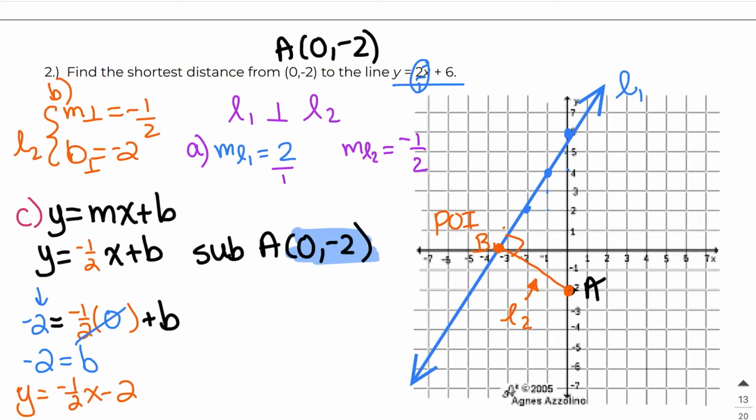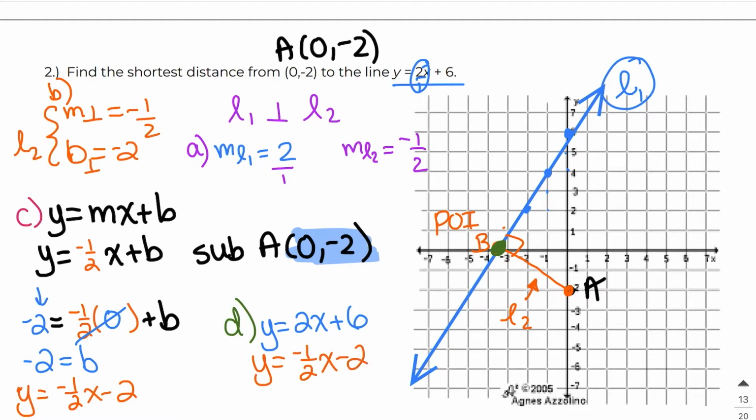Okay, but here's the thing. I need to now find my point of intersection. So I need to figure out what this point is right here. So that's what step D is saying. So we know that this point of intersection is the intersection of line L1, which has an equation of y equals 2x plus 6, and line L2, which has an equation of y equals -1/2 x minus 2.